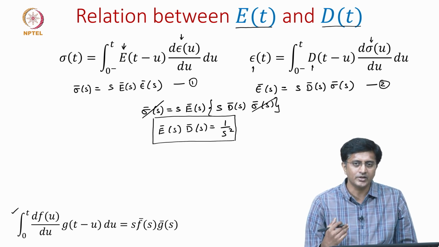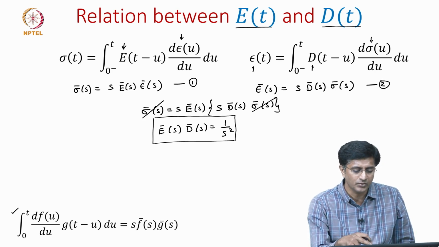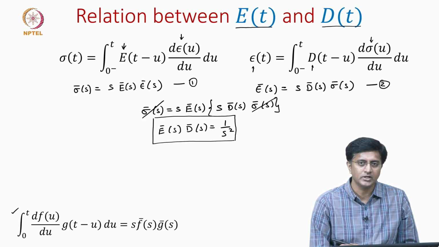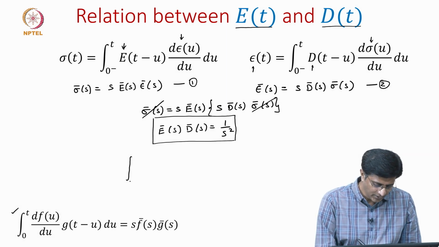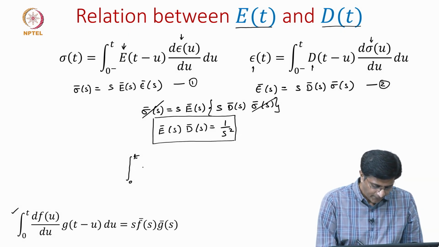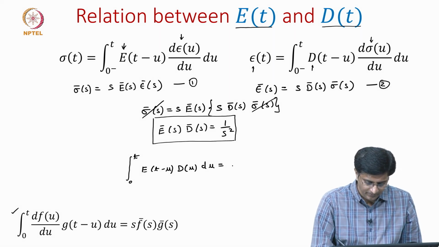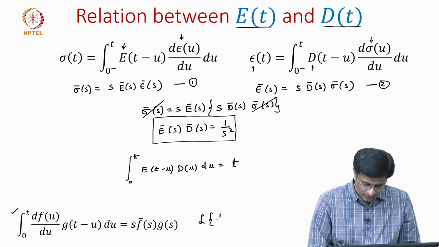But now let us try to get it to the time domain, so that then we can see what the relation between E and D is in the time domain. For this, we will apply the inverse Laplace transform. Once we apply the inverse Laplace transform, we will get integral 0 to t of E of t minus u times D of u du equals t, because the inverse Laplace of 1 by s square is t.